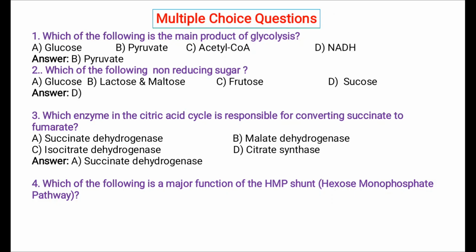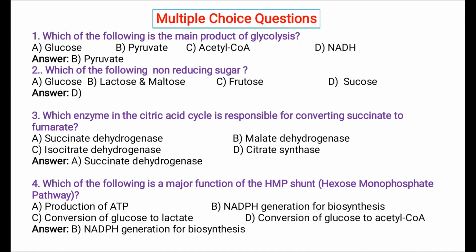Which of the following is a major function of the HMP pathway, or hexose monophosphate pathway? A. Production of ATP. Option B. NADPH generation for biosynthesis. Option C. Conversion of glucose to lactate. D. Conversion of glucose to acetyl-CoA. Answer B. NADPH generation for biosynthesis.